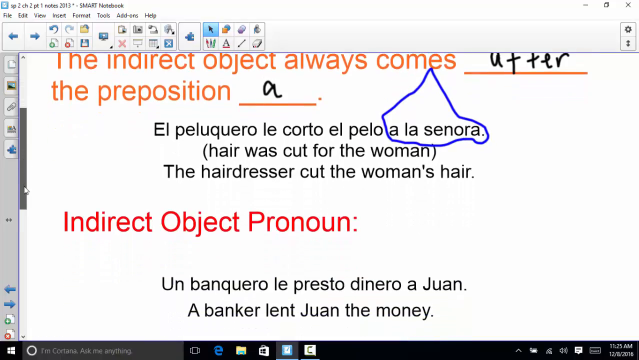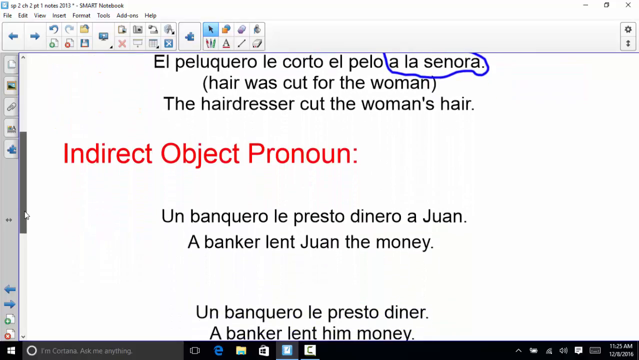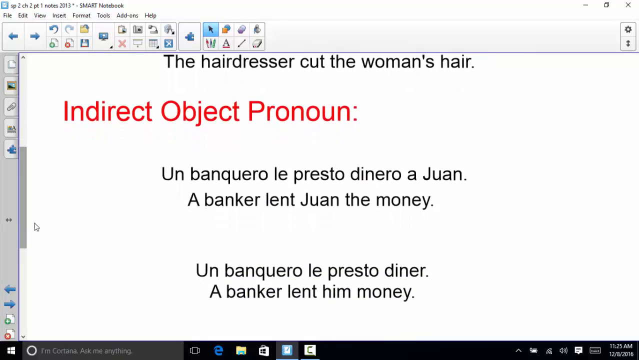Okay, sometimes though, I want to abbreviate those sentences just like I did before. So for example, in this first sentence, you can see, un banquero le prestó dinero a Juan. Okay, so a banker lent money to Juan, or lent Juan the money. So I look for my a, and anything that comes after it is my indirect object. Okay, but what if I want to abbreviate that sentence to say a banker lent him money?